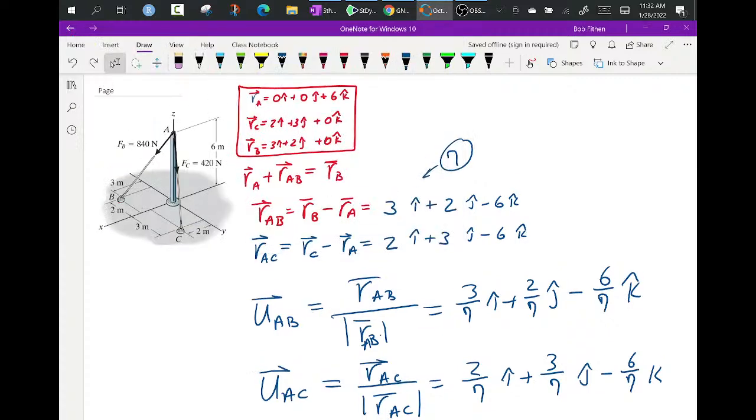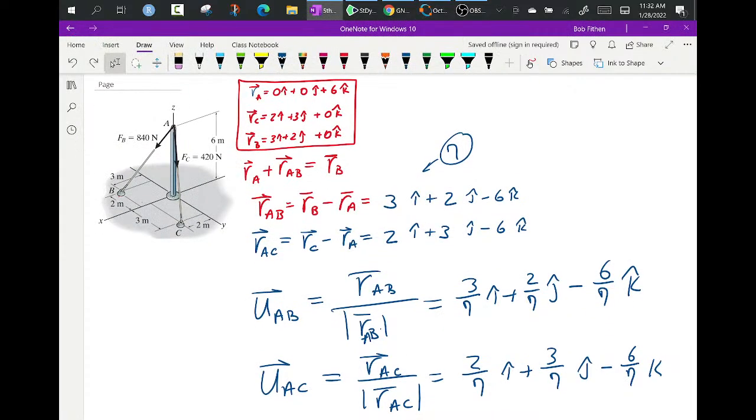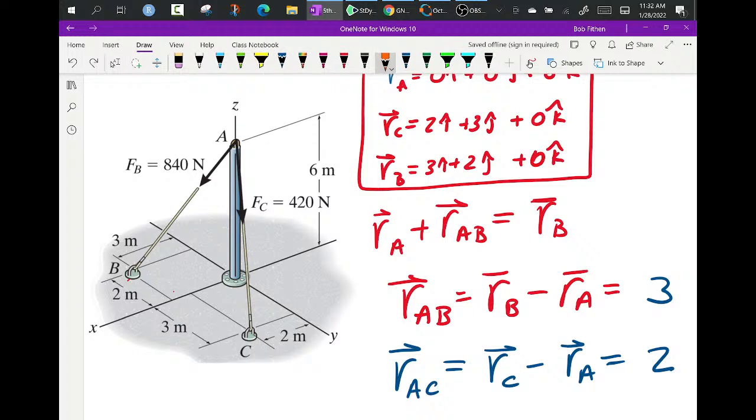So now what did you do? Why are we doing that? Well, the reason we're doing that is we're going to find the vector that's a unit normal here, and a unit normal here. I'm going to take this unit normal vector and multiply times the scalar value of 840. That gives me the vector FB. I'm going to take the unit normal here. I'm going to multiply it times the scalar value of 420, and that'll give me the vector value there.